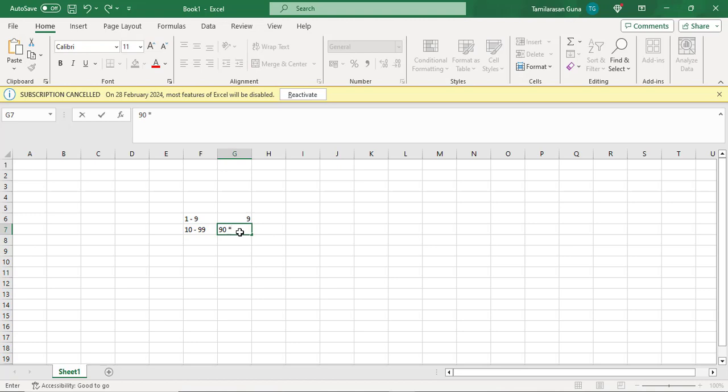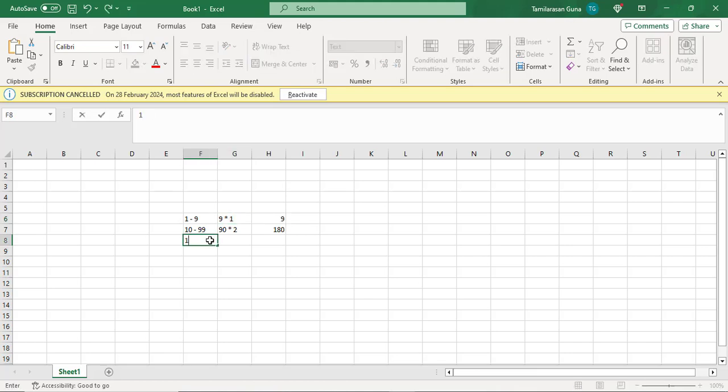So 90 2-digit numbers are there. Those numbers have 2 digits. So 90 into 2, which is 180. Totally 180 digits are there between these two numbers. So here I can say 9 into 1. Why 9 into 1? Because there are 9 single digit numbers.